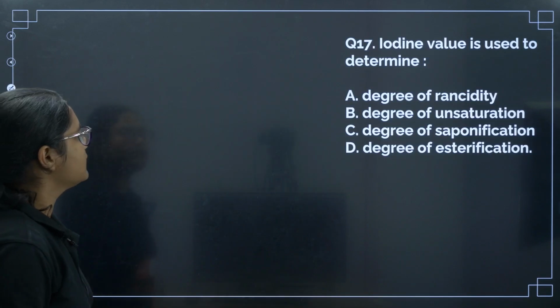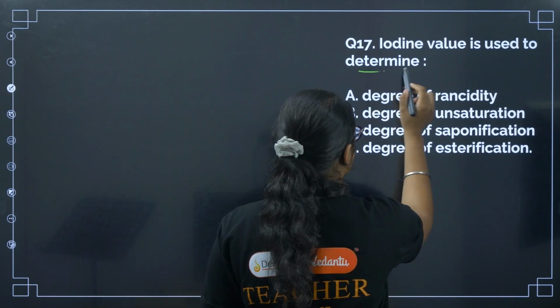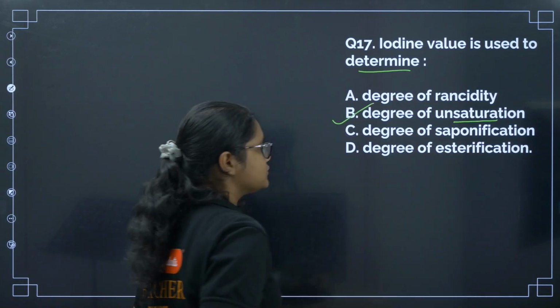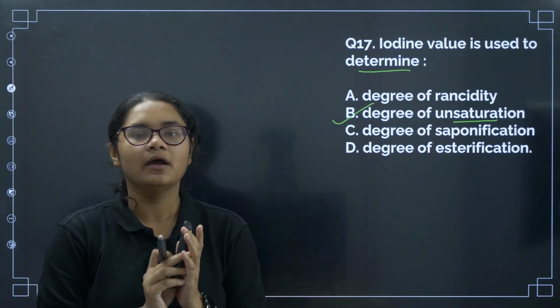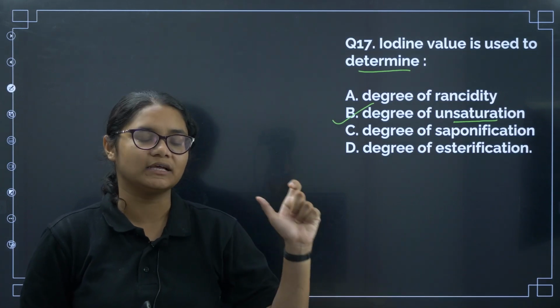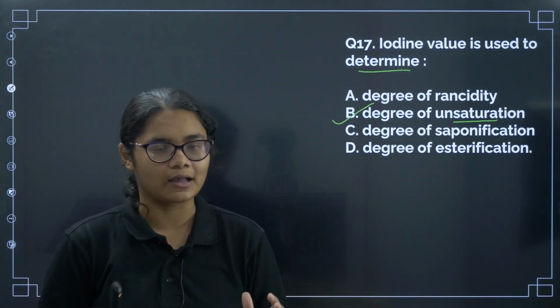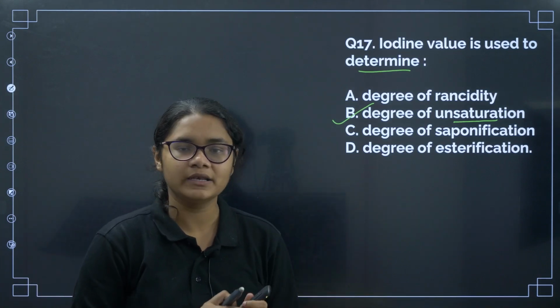Next one, iodine value is used to determine degree of unsaturation. So like bromine water, iodine can also react with unsaturation. So the correct answer will be option number B, and we can tell how much unsaturation is present in any compound based on how much iodine has been consumed.